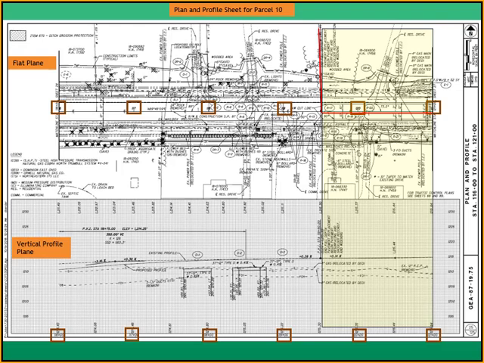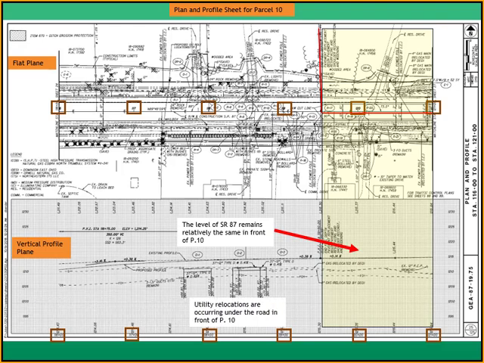I've just drawn in a yellow highlighted area. That represents parcel 10 on the schematic sheet. The level of State Route 87 remains relatively the same in front of parcel 10. We know that because just by looking at it, it looks relatively level. But in addition, the solid black line overlays the existing dotted line, showing that the road remains the same. Utility relocations are occurring under the road.